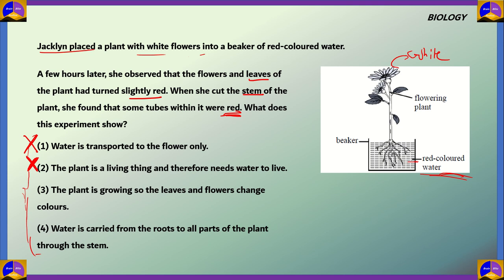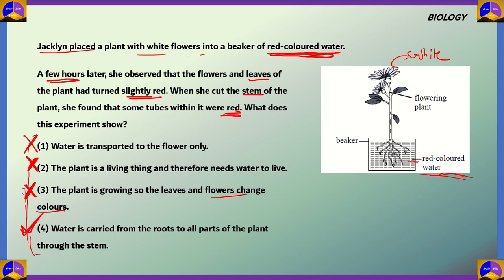Option 3 says the plant is growing, so the leaves and flowers change colors. However, we can see the time span between her first observation and the second observation is just a few hours. It is impossible that a plant will change colors so suddenly in just a few hours. And so, option 3 is incorrect. This is because the flowers changing colors here, it changed to red, and this should be associated with the given red colored water, which is not done in the third option. The fourth option is correct.